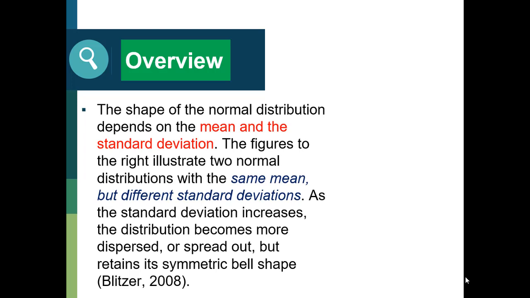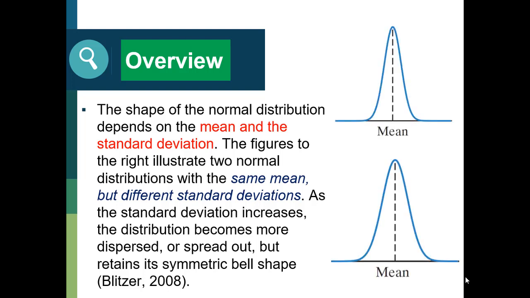The shape of the normal distribution depends on the mean and the standard deviation. The figures to the right illustrate two normal distributions with the same mean but different standard deviations. As you can see, these two figures have the same mean, but the figure at the bottom has a higher standard deviation. That's why it is more spread. As the standard deviation increases, the distribution becomes more dispersed or spread out, but retains its symmetric bell shape.